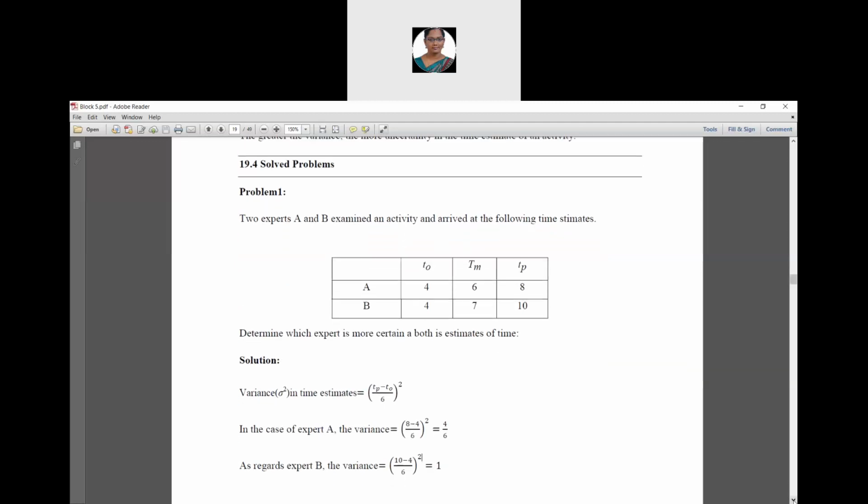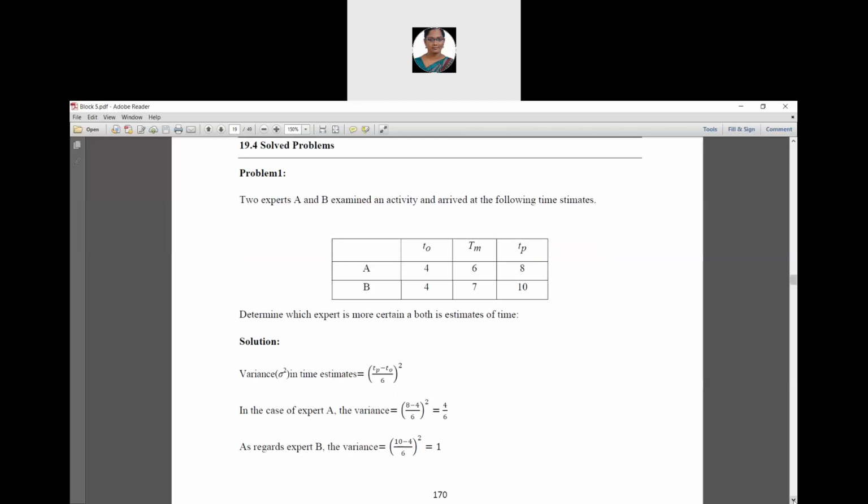So here we are going to find the variance values for the two experts A and B. For that, first we are going to write the variance formula. Variance is denoted by sigma square. So sigma square is equivalent to (Tp minus T naught divided by 6) the square. For expert A, the Tp value is 8 and the T naught value is 4. So (8 minus 4) divided by 6, the square.